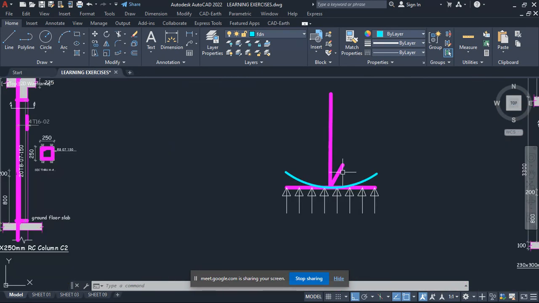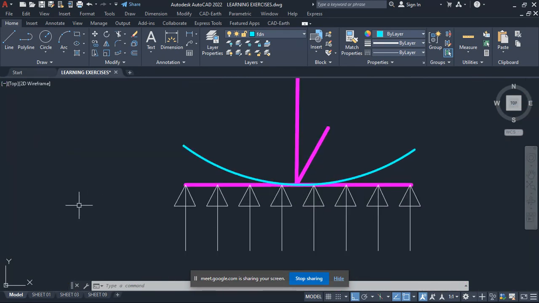Did you open? Yes, it does open. So can you share?